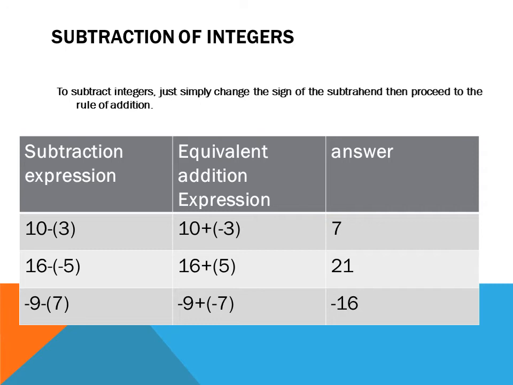Another example, we have 16 minus negative 5. So, change the sign of negative 5. It becomes positive 5. So, 16 plus 5 is equal to 21.